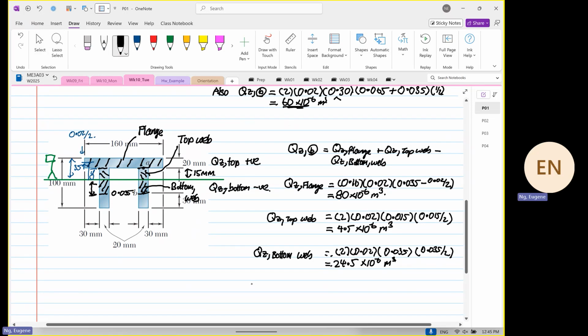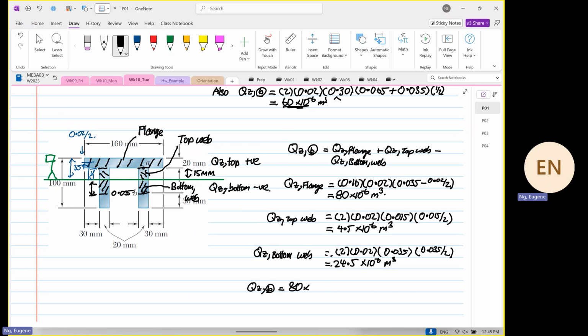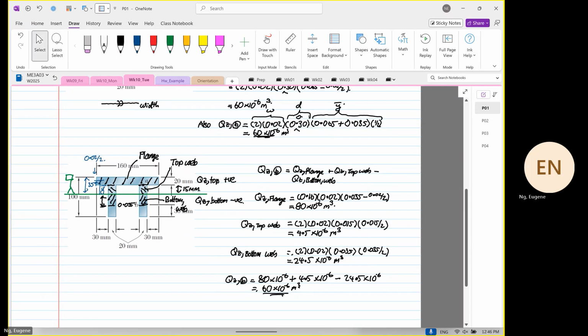So finally, the QZ at point B will be equal to 80 times 10 to the power minus 6 plus 4.5 times 10 to the power minus 6 minus 24.5 times 10 to the power minus 6. This in turn will be equal to 80 minus 6 plus 4.5 minus 6 minus 24.5 minus 6. The answer is equal to 60 times 10 to the power minus 6. It's exactly the same.